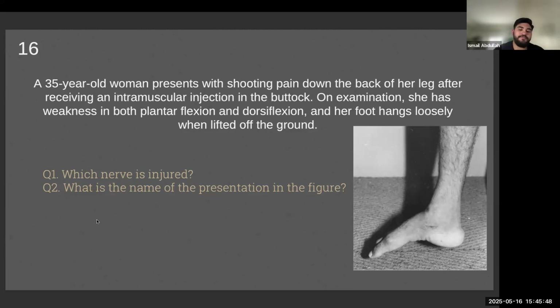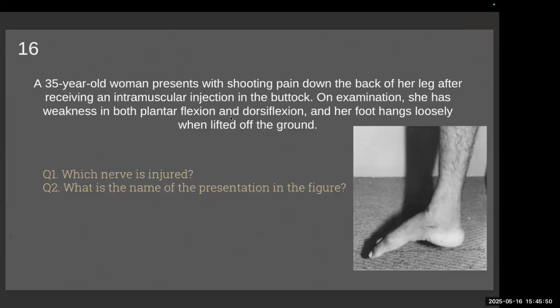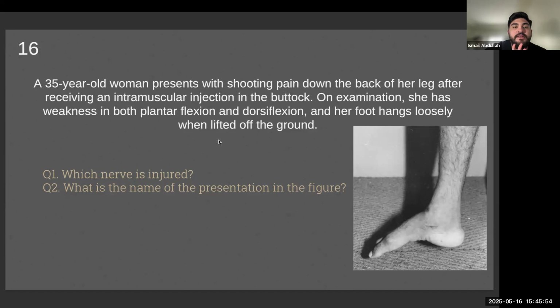What's your keyword? She has flail foot, which means no dorsiflexion, no plantar flexion. But what's the keyword in the question? Intramuscular injection in the buttock. Okay. And shooting pain going down the back of her leg. Intramuscular injection, all of these indicate a sciatic nerve injury. And this is known as flail foot, as you mentioned. Correct.